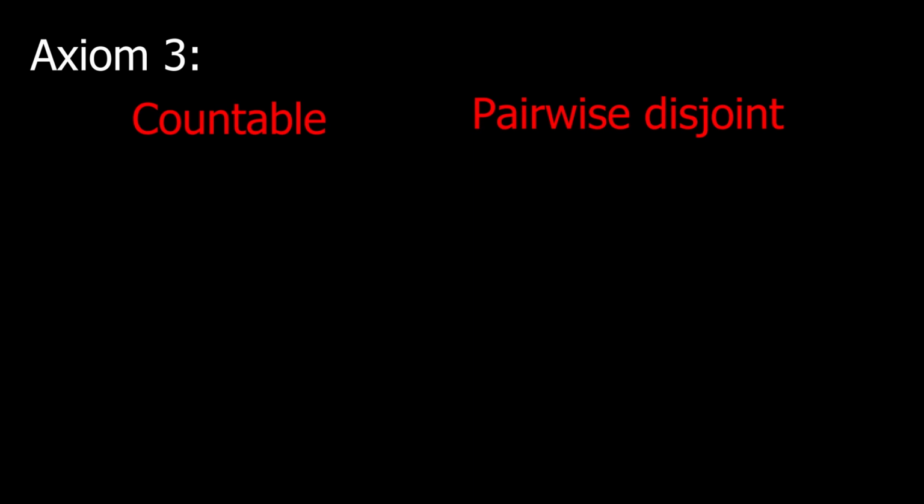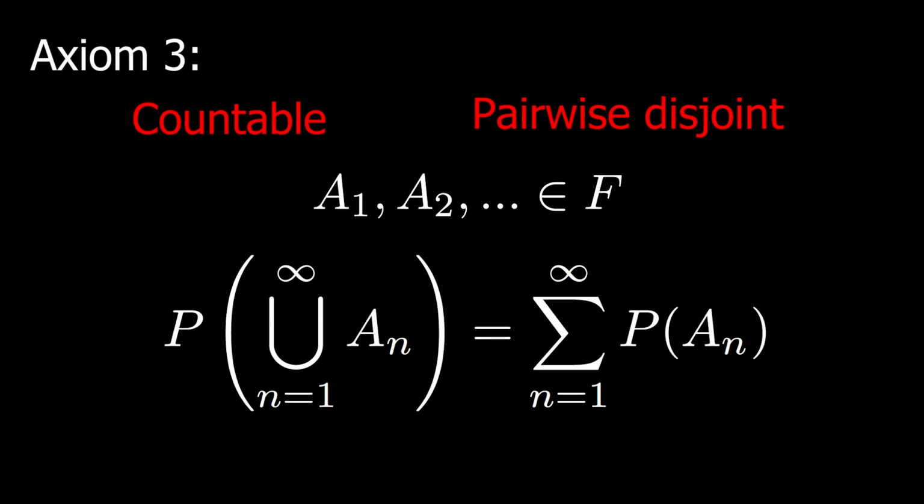Axiom 3. This is the hard one. Any countable sequence of pairwise disjoint events, A1, A2, and so on, satisfy that the probability of the union of all the events equals the sum of the probabilities of the events. What do all these words mean? Countable sequence refers to countable in the set theory sense. You could theoretically list them in some order given infinite time.